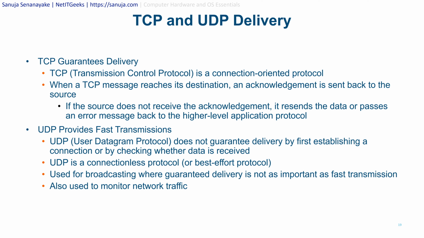It is used for broadcasting where guaranteed delivery is not as important as fast transmission. So where we need extremely fast communication, but don't necessarily need guaranteed delivery, that's where UDP is used. And it is also used to monitor network traffic. So UDP connections are also used to monitor network traffic.